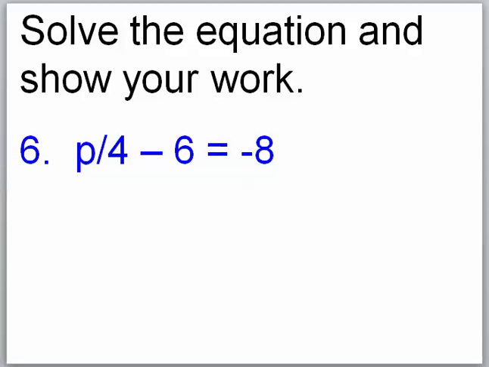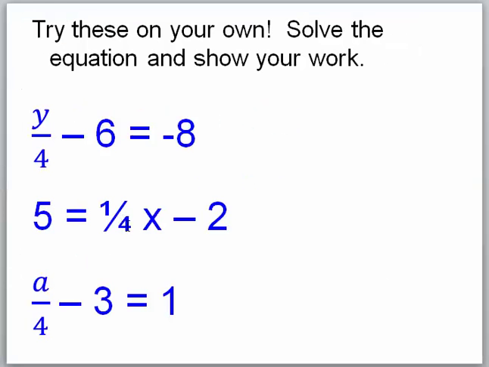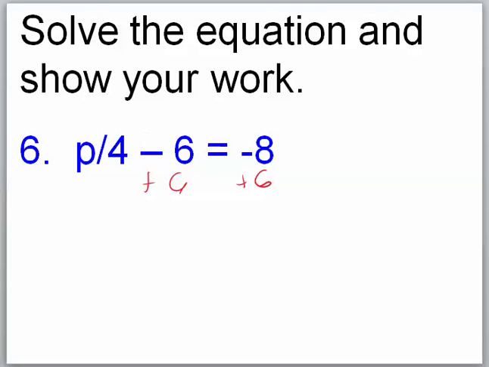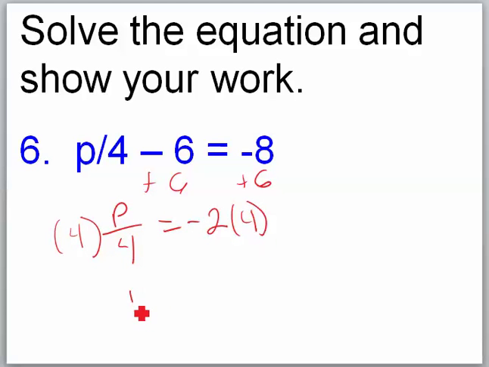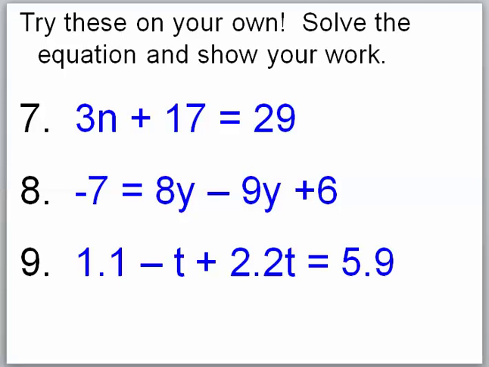Okay, and then I'm going to do this one, and then I have a few for you to try on your own. Alright, so here, I'm going to add 6. So I get p over 4 equals negative 8 plus 6, which is negative 2. Multiply by 4 on both sides. So p equals negative 8. Alright. Try these ones on your own.